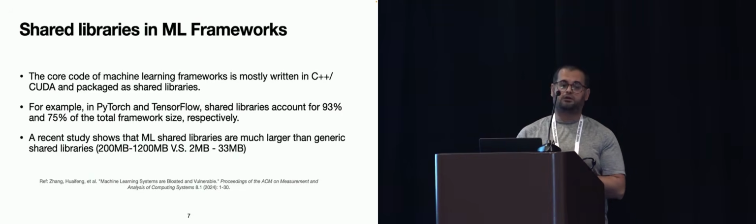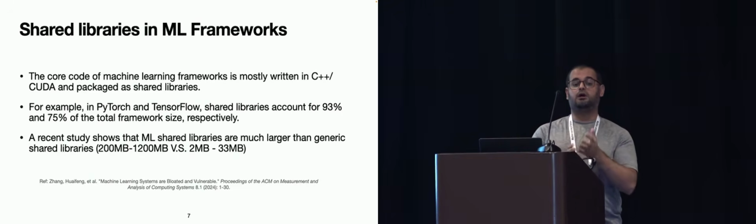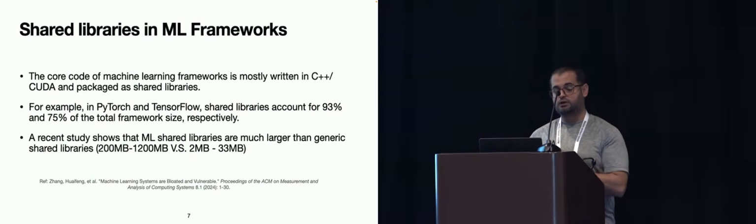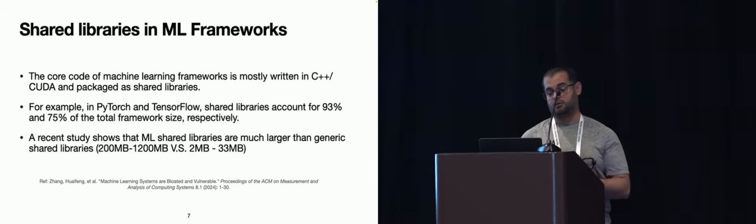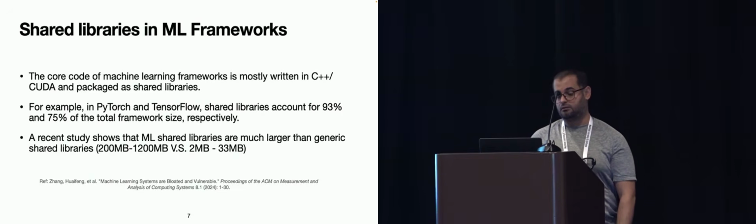In a prior work that I was involved in, we studied this issue between traditional applications and machine learning applications. We found that shared libraries in generic applications are between 2 megabytes and 30 megabytes. But when it comes to machine learning shared libraries, the size moves to 200 to 1200 megabytes. So you can see that the size of shared libraries in the context of machine learning applications is really large.